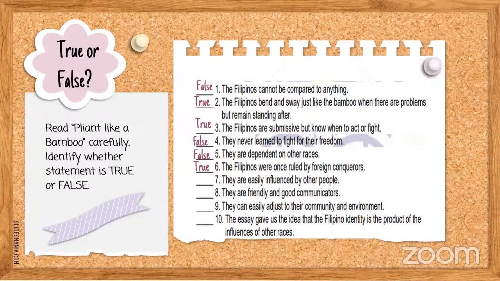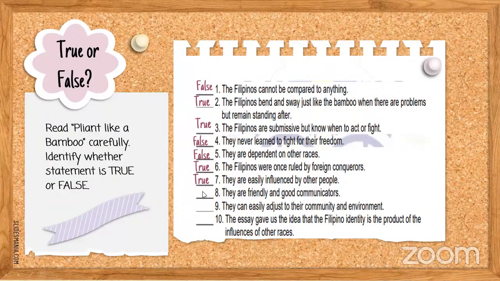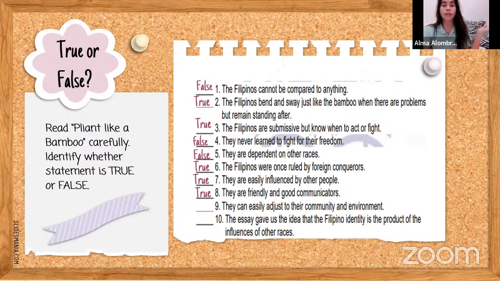They are easily influenced by other people. True? Yes, true. In fact, even now we are easily influenced by other people. Yes, Mark, Jeremy. Then Eric would go number 9. They are friendly and good communicators. True. Yes, true. Not just our forefathers who are good communicators, we are also good communicators.